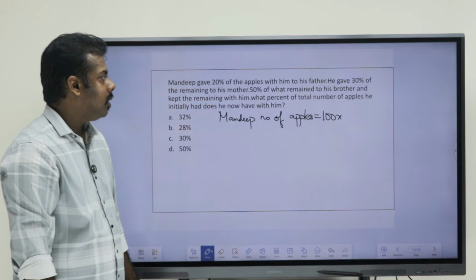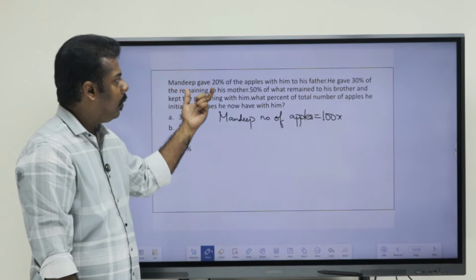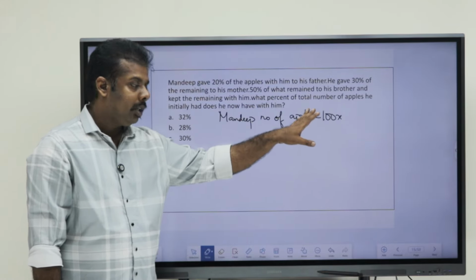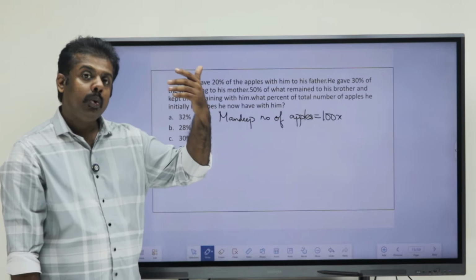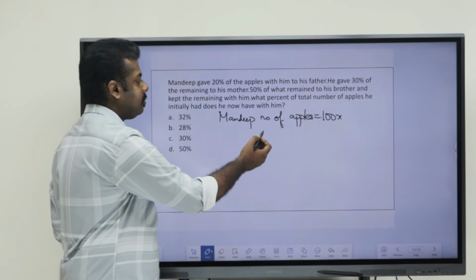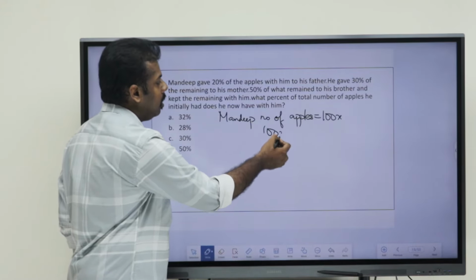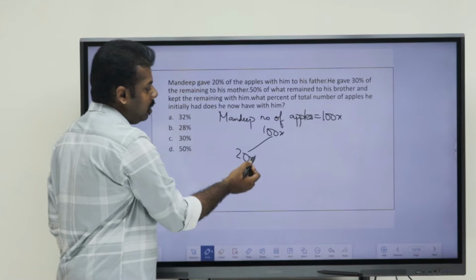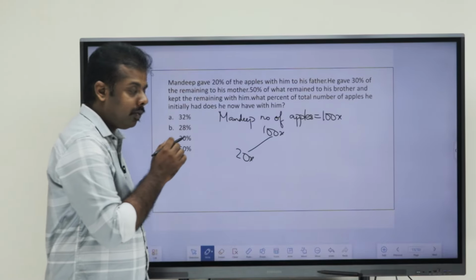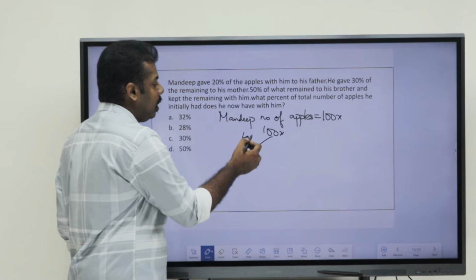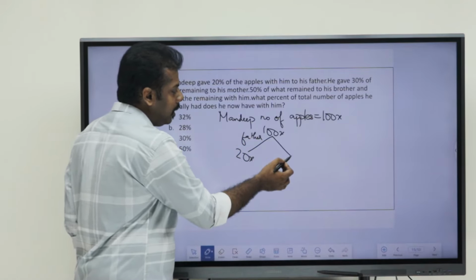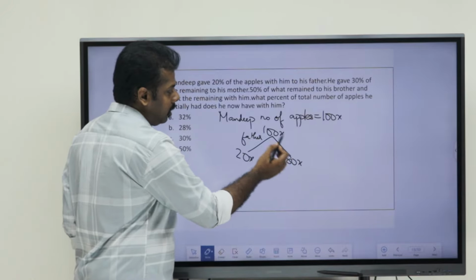Now the first point, what does it say? He gave 20% of the apples with him to his father. We have assumed that he has 100x apples. So, 20% of that is what? 100x is the total, so 20% of this is 20x. Out of 100x, 20x has gone to the father. Now what is the remaining? The remaining will be 80x.